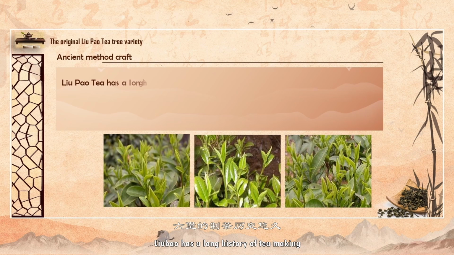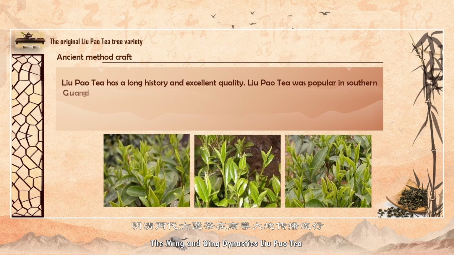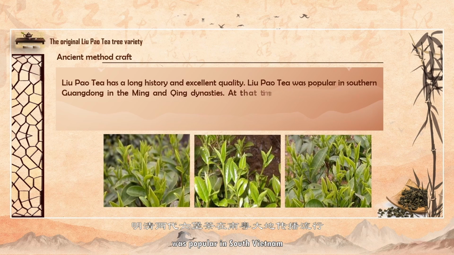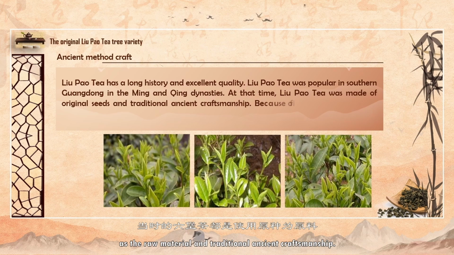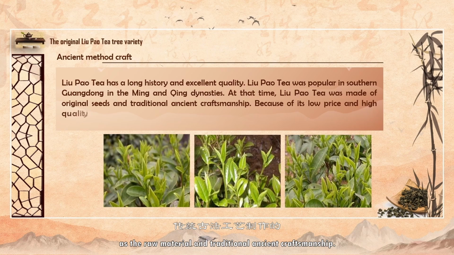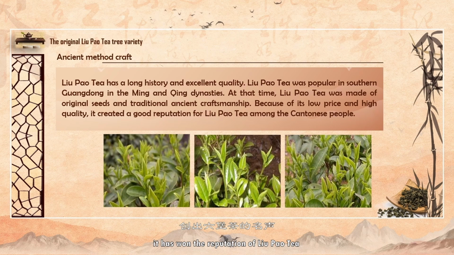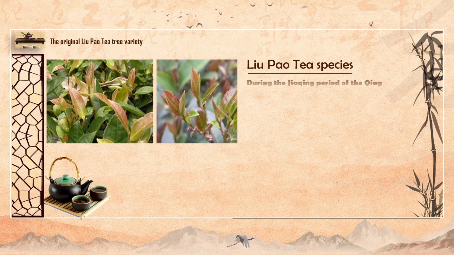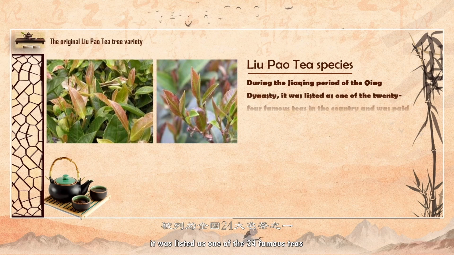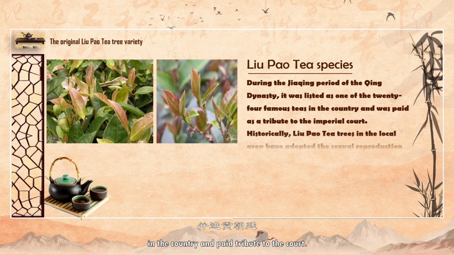Liu Bao has a long history of tea making and excellent quality. In the Ming and Qing dynasties, Liu Bao tea was popular in South Vietnam. At that time, Liu Bao tea was made using the original seed as the raw material and traditional ancient craftsmanship. Because of its low price and high quality, it won a good reputation among the Cantonese people. In the Jiaqing period of the Qing dynasty, it was listed as one of the 24 famous teas in the country and paid as tribute to the court.